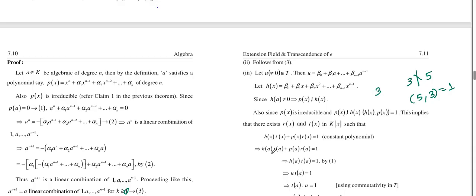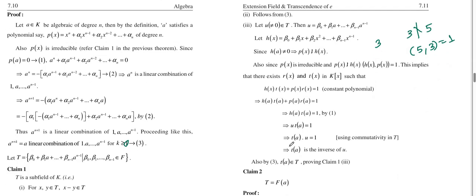So from here you have h of a into t of a plus p of a into r of a to be 1. You are evaluating this at a, so you get this. And you have your p of a to be 0, so you are left with only this. But your h of a is u, so you have u into t of a to be 1. And because of commutativity in t, you have t of a into u also to be 1. So that tells that t of a is the inverse of u.